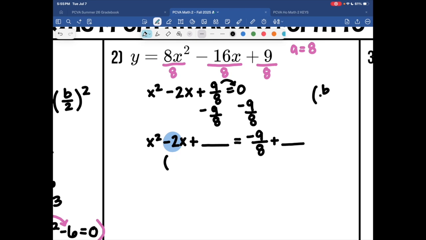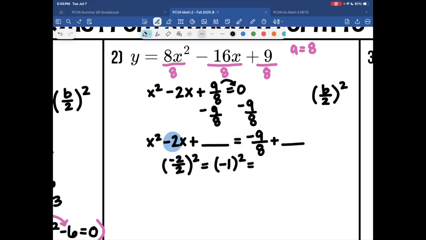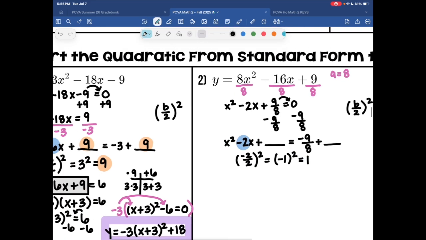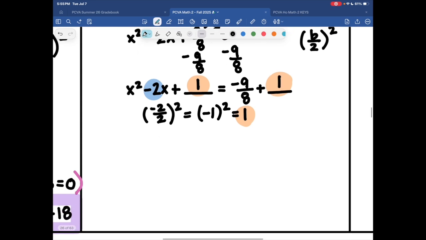And then after we divide that by 2, we're going to square it. So we're going to say negative 2 divided by 2 and then square. Again, negative 2 divided by 2 is negative 1, squared, which equals positive 1. So the number that's going to make this a perfect square trinomial is positive 1. Now that 1 is going to go into those placeholders that we just did, because that's going to be that perfect square trinomial on the left-hand side.